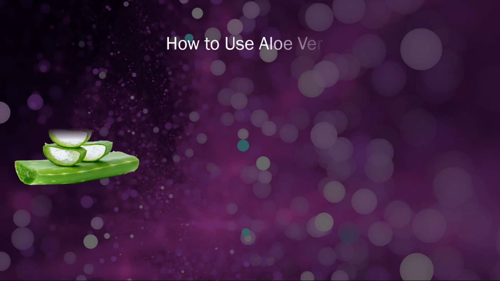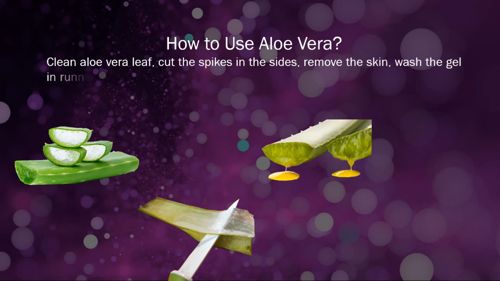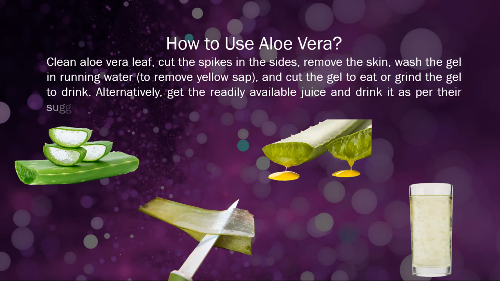How to use aloe vera: clean the aloe vera leaf, cut the spikes on the sides, remove the skin, wash the gel in running water to remove the yellow sap, and cut the gel to eat or grind the gel to drink. Alternatively, get the readily available juice and drink it as per the suggested dosage.